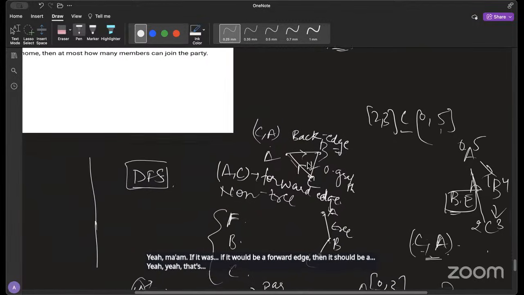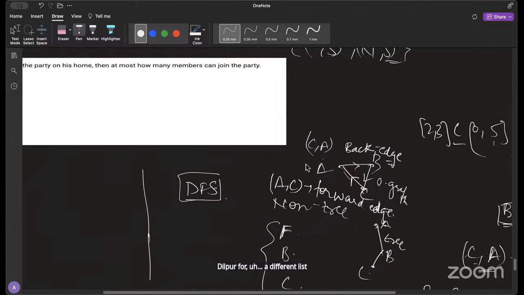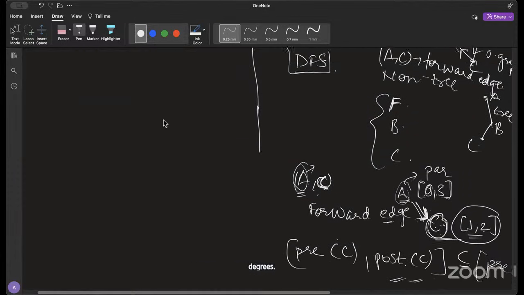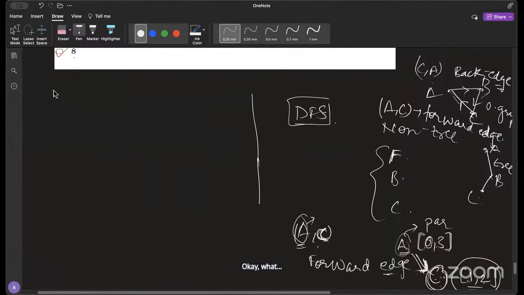With the help of an adjacency list, can you help me find the edges and degrees? If they give an adjacency list, can you find the number of edges and degrees? Yeah, with the help of adjacency lists, you can actually construct the whole graph, and from there you can find everything. If an adjacency list is given, we have to draw the graph and then only we can find it.